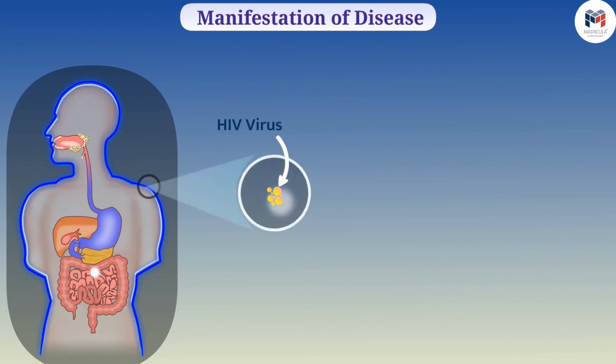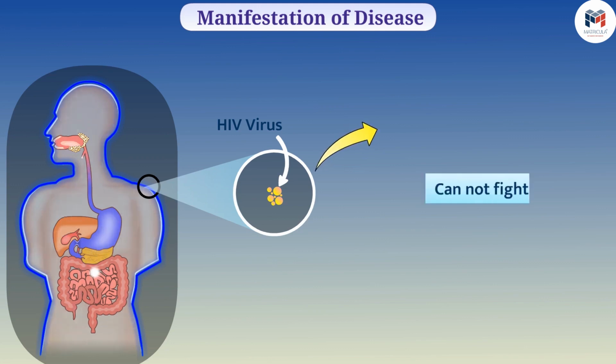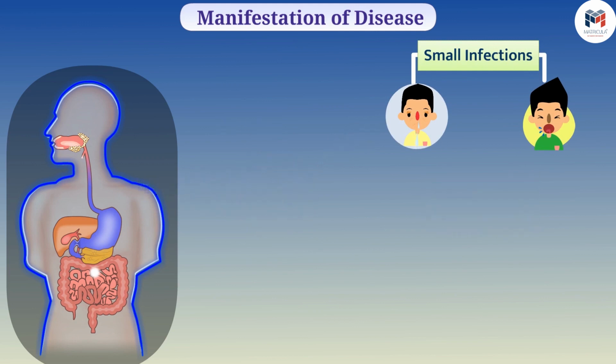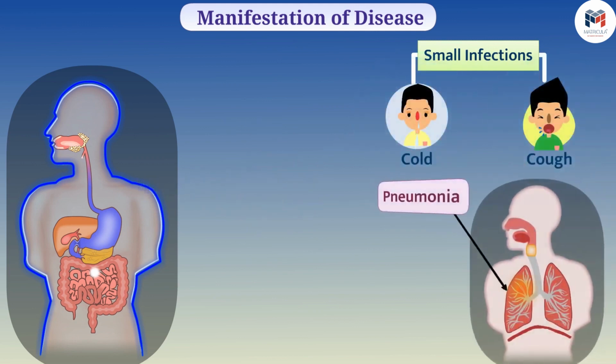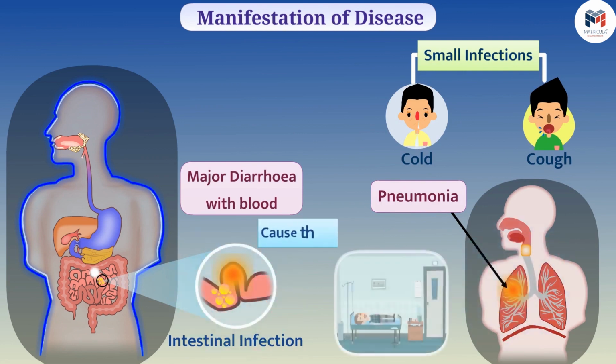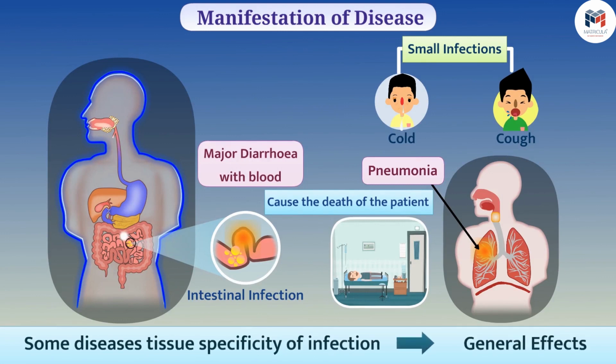HIV virus lives in the cells of the immune system and destroys them. Because of this, we cannot fight small infections. In this situation, common cold and cough can cause pneumonia, and intestinal infection can cause major diarrhea with blood. These other infections cause the death of the patient. In this way, in some diseases, tissue specificity of infection shows very general effects.